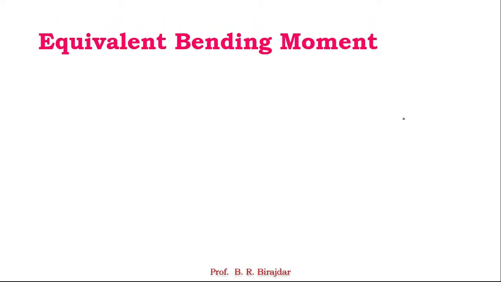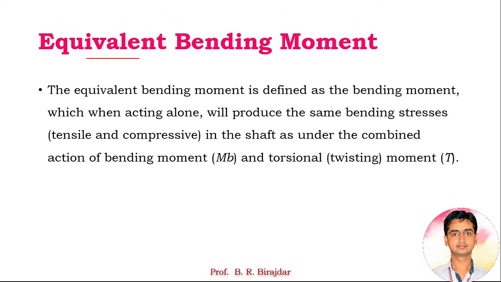Now there is one term, the equivalent bending moment. The name itself indicates it is equivalent. This value is equivalent to the sum of the value of the bending moment. Now we will see the definition, what it is. The equivalent bending moment is defined as the bending moment which, when acting alone, will produce the same bending stresses, that is the tensile or compressive, in the shaft under the combined action of bending moment and the torsional moment.